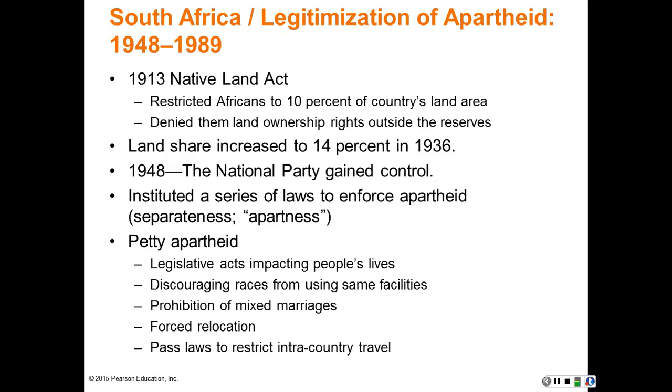In 1948, the National Party gained control of the country. This was more of a European heritage-based political party. They instituted a series of laws to enforce apartheid, or separateness, or apartness. They began slowly with petty apartheid. They passed legislative acts that impact people's lives by discouraging races from using the same public facilities. They prohibited mixed race marriages. They forced relocation, and they passed laws to restrict intra-country travel.